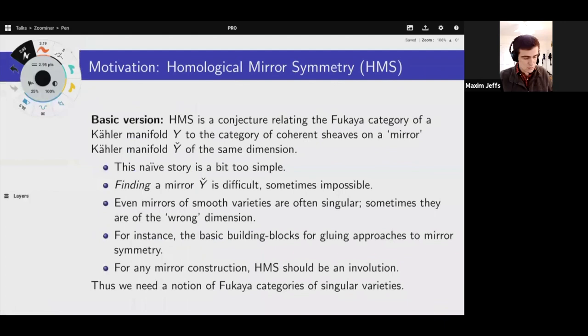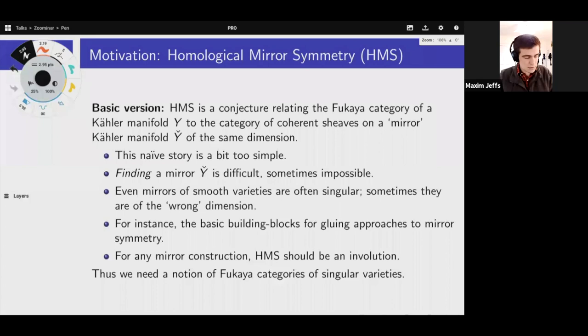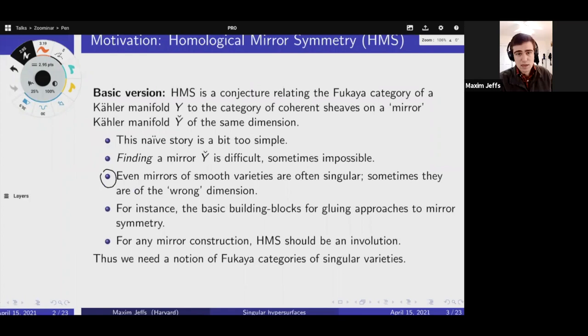First off, some background or motivation about why one might care about this question. Recall, or maybe this is the first time you've seen this, that homological mirror symmetry relates the Fukaya category of some Kähler manifold to the coherent sheaves on the mirror. So what's the problem with this? There are many problems. One is that it's very hard to construct these mirrors, and sometimes it's impossible. But one of the serious problems is that even the mirrors of smooth varieties are often singular, and then it's difficult to make sense of the A model in this case. So it's difficult to make sense of the Fukaya category of a singular variety.